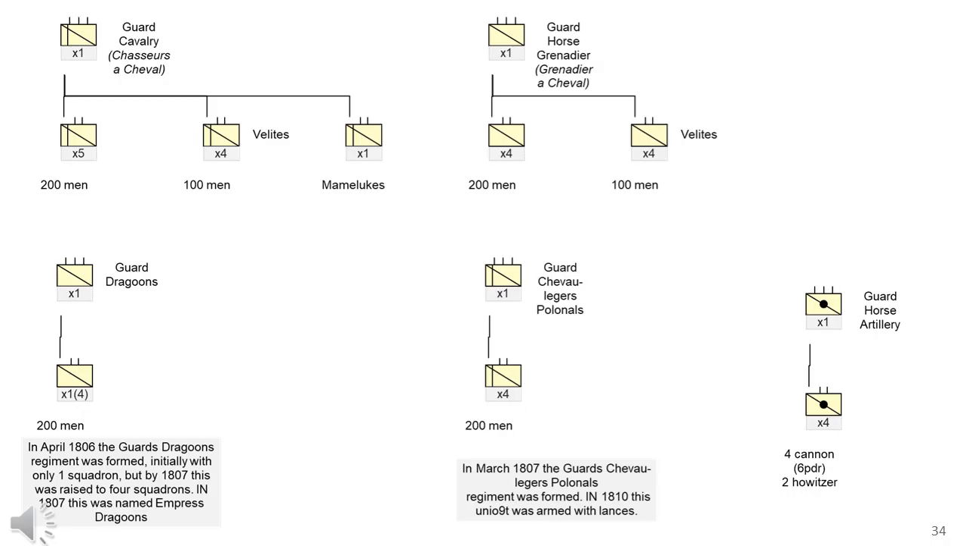The dragoons originally consisted of a single squadron, but this was raised to 4 by 1807, and this became the Empress Dragoons. The Garde Cheval Léger pour excuse my French, or light Polish regiment, consisted of 4 squadrons, but none were armed with a lance in 1805 to 1807.